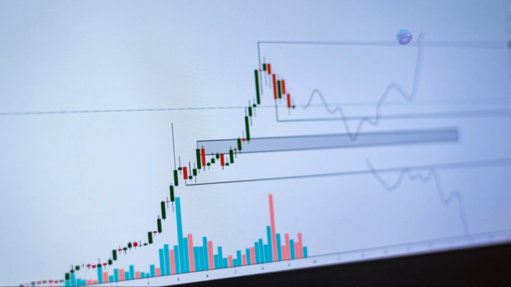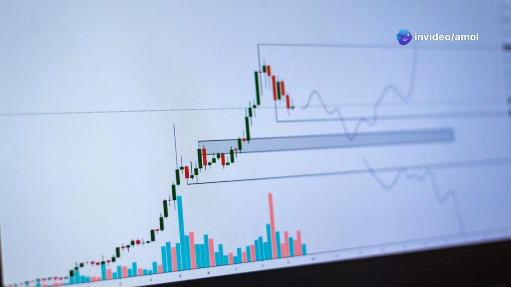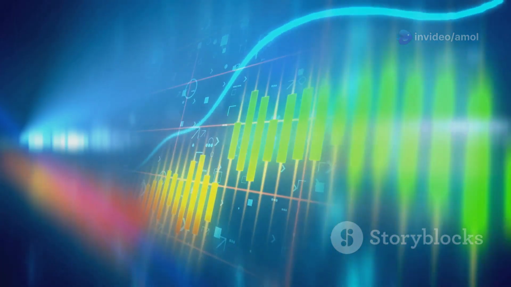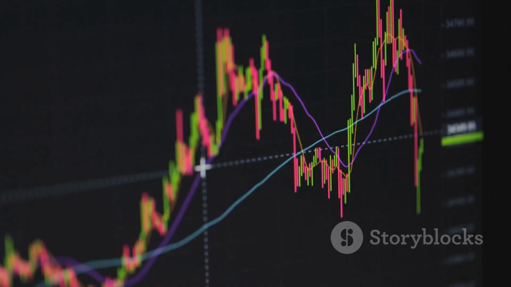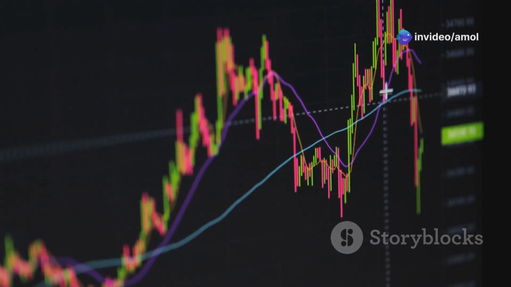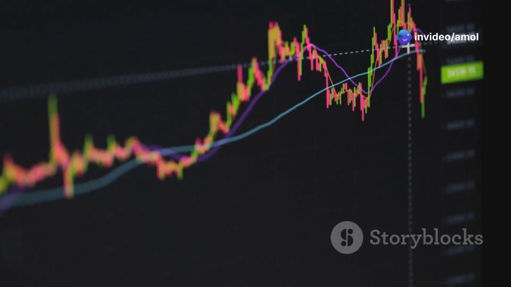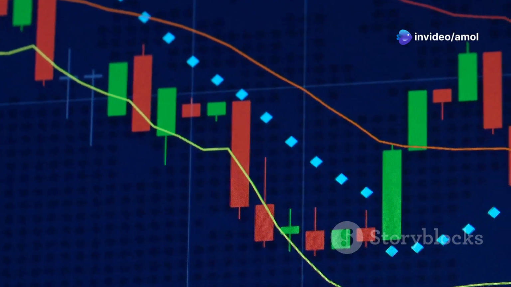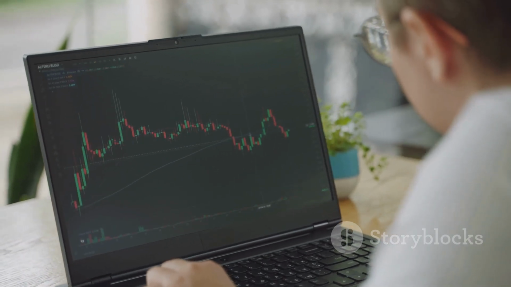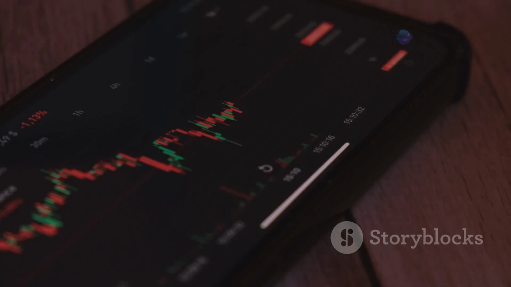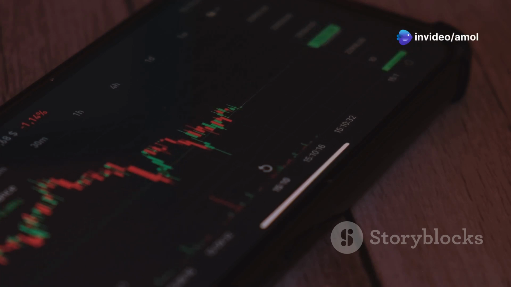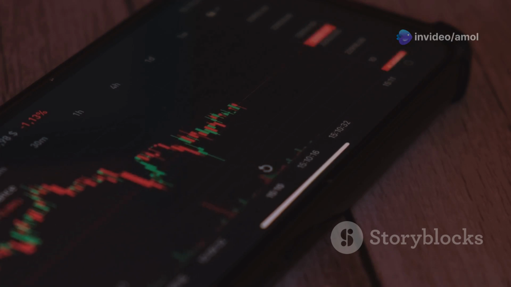Line charts are the simplest, showing you just the closing prices of a stock over time, connected by, you guessed it, a line. Bar charts, on the other hand, give you a bit more information. Each bar represents a specific time period, and it shows you the opening price, closing price, highest price, and lowest price during that time. Now, candlestick charts, they're the heavy hitters. They look a bit more complex, but trust me, once you get the hang of them, they're incredibly useful. Each candlestick also represents a specific time period and shows you the open, close, high, and low prices, but they do it with a cool-looking body and wicks.